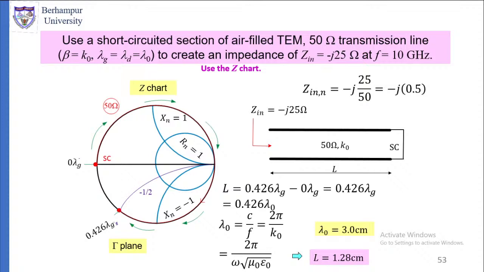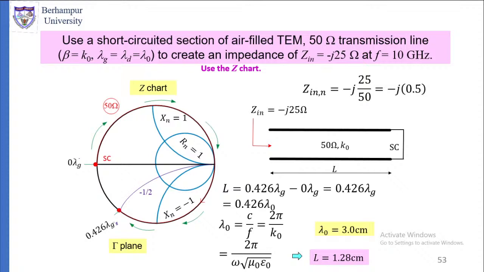So that length L is equal to 0.426 lambda G minus 0 lambda G, which is equal to 0.426 lambda G. Why minus 0 lambda G? Well, the reason is we have not crossed the 0 lambda G or 0.5 lambda G. Had we crossed the 0.5 lambda G, then we would have subtracted 0.5. So L is equal to 0.426 lambda G. Now lambda G is equal to lambda 0, and lambda 0 is equal to c by f, which is equal to 2 pi by K0.